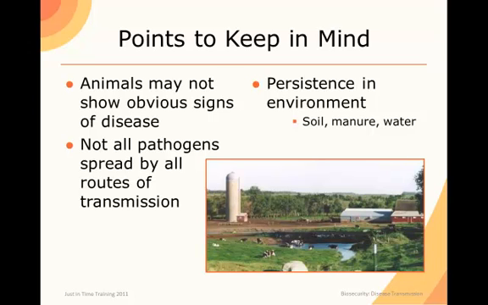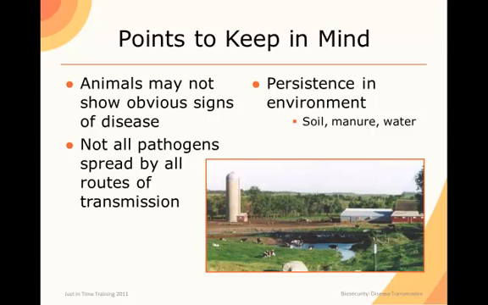Finally, remain aware that many disease agents can survive for extended periods of time in soil or other organic material, such as bedding or manure. Animals or humans can then acquire some pathogens from the environment through inhalation or aerosol, oral consumption, direct contact, or via fomites as discussed on the previous slides.